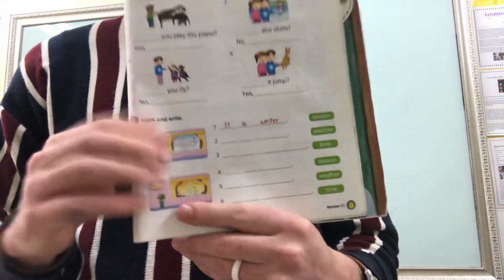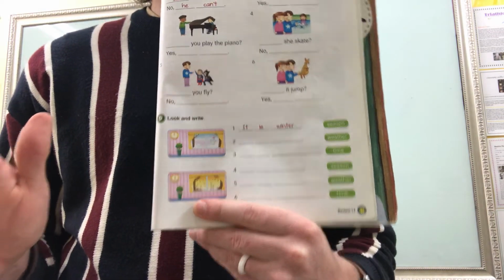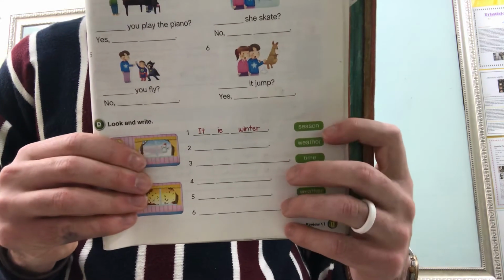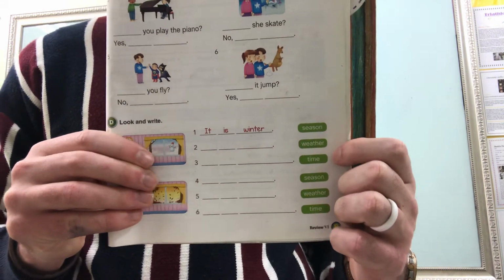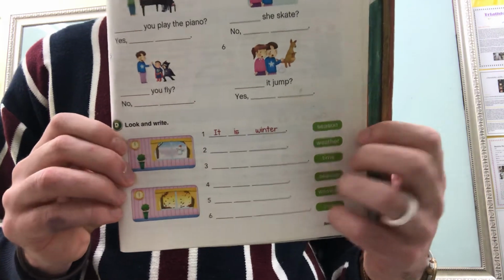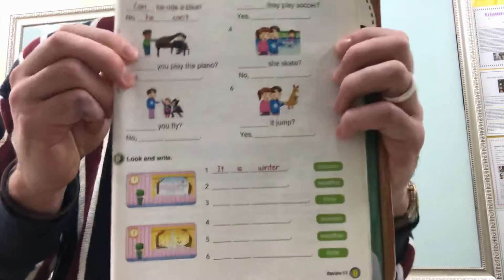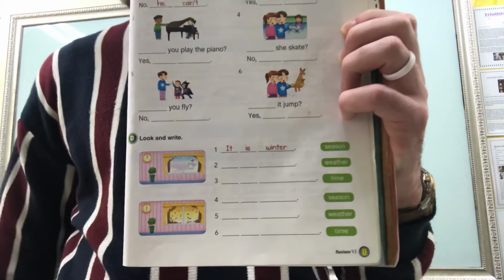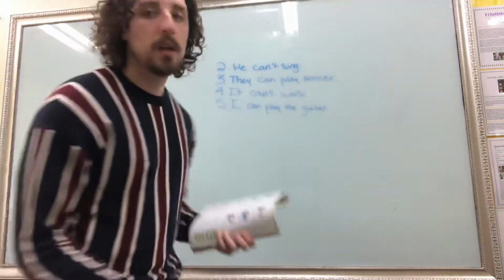So for the last, pause the video if you have to. Okay, so D, look and write. Well, first we have to say the season, the weather, the time, and then the season, weather, and time for the next one. So I want you to try to do this on your own, and then we will correct together, okay? So pause. Okay, let's correct the work.